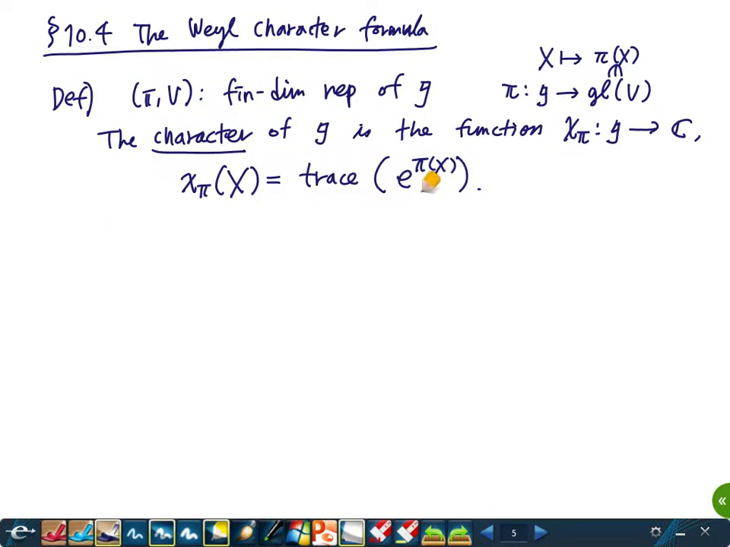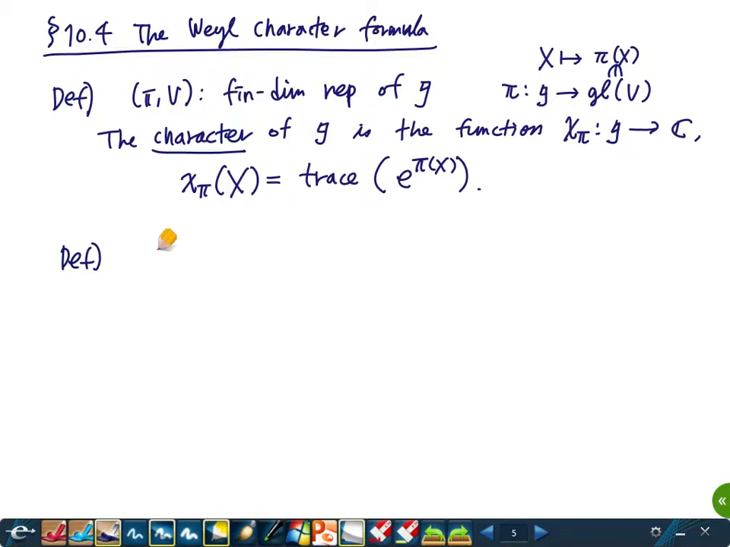This might seem a little strange because why do we use e? But if you try to remember where this Lie algebra comes from, then it makes sense in the following way. Usually when we have a group representation, notice that this is a representation of a Lie algebra.